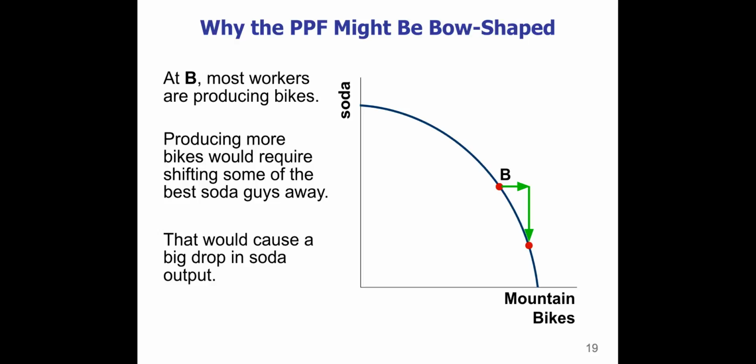On a straight line PPF, your opportunity cost is constant because the slope is constant. And the curved line is probably more true to real life because in real life, we have varying workers, and those workers and machinery have different skills. And some of your workers might be really talented at one thing and a little less talented at something else.